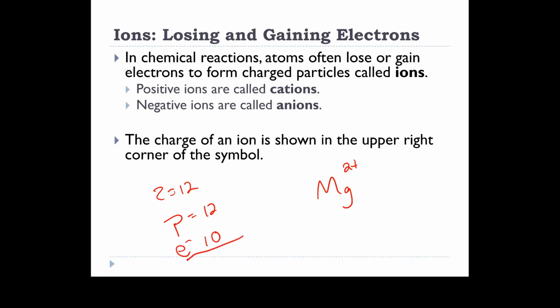So 12 protons minus 10 electrons gives me 2. Protons are positively charged, so there's 2 extra positive charge there, right? So that charge tells me the imbalance between protons and electrons. If it's a positive charge, there's more protons than electrons. If there's a negative charge, there's more electrons than protons.